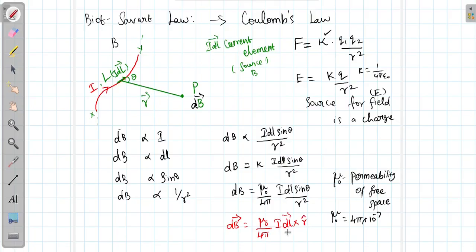Not r vector, it is r cap divided by r square. R dl cross r cap. Otherwise, if you want to write it as a vector in the numerator, dB vector equals mu naught by 4 pi, I dl vector cross r vector divided by r power 3. This is because of the cross product rule.